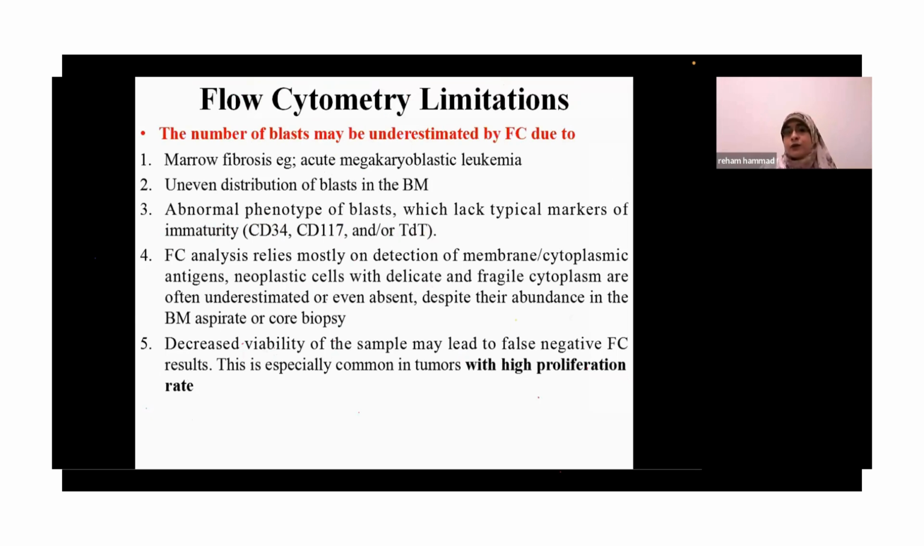Sometimes you have fibrosis, which will lead to a low bone marrow aspirate number of blast cells. Sometimes you have uneven distribution due to a patchy form of the leukemia. Sometimes you have an abnormal phenotype of blasts that do not express the immaturity markers, and you have to know their immaturity in different ways, which will depend on the experience of the people examining the blasts. Flow cytometry analysis relies on the detection of a membrane and mostly surface or cytoplasmic structure.